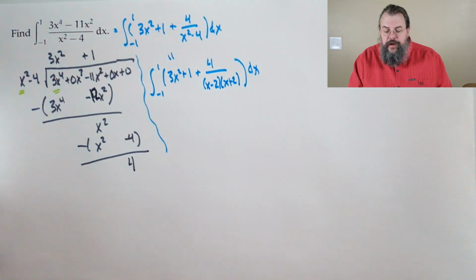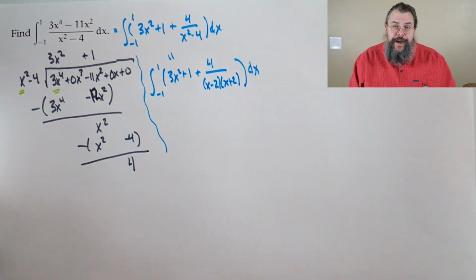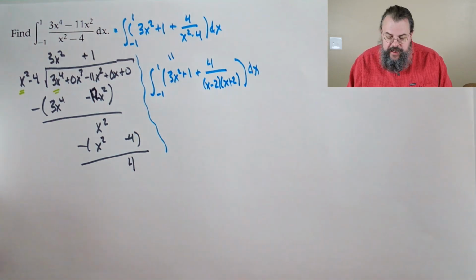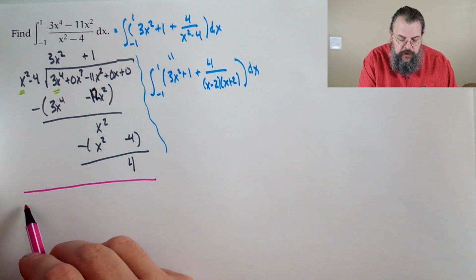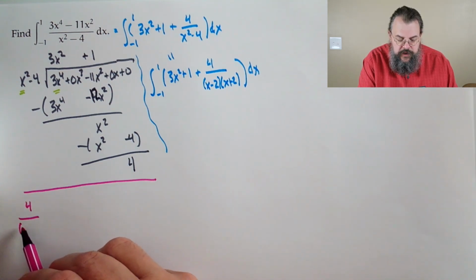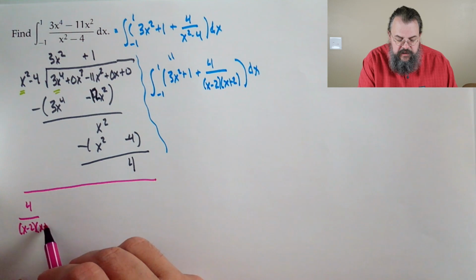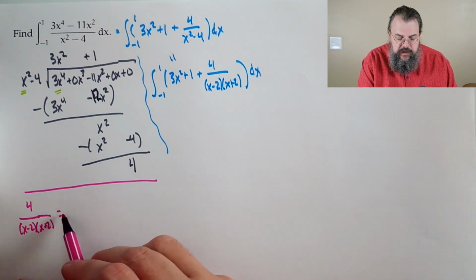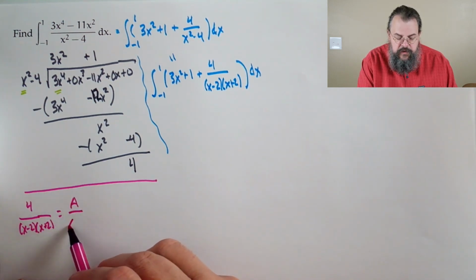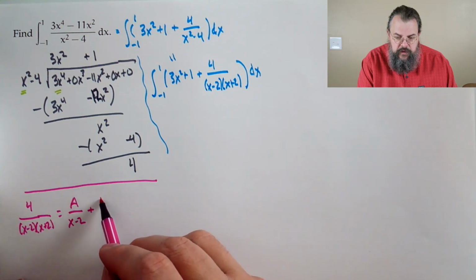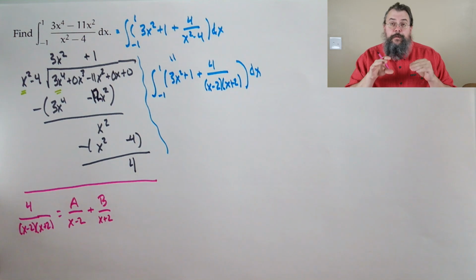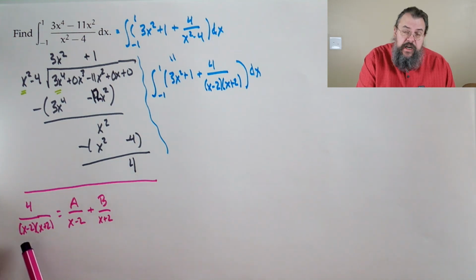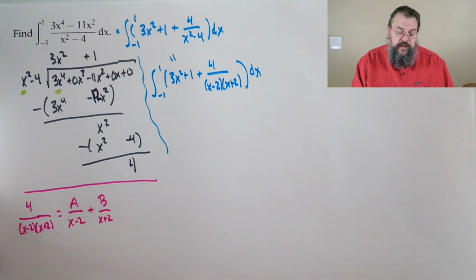All right, good. So now we go to the side, and we're going to do some partial fractions. All right, so 4 over x minus 2, x plus 2, well, that's going to be something over x minus 2 plus something over x plus 2. Okay, and we can see the form. The form is dictated by the denominator, not by the numerator.